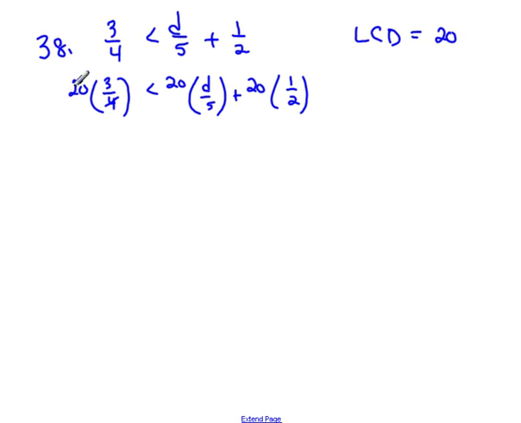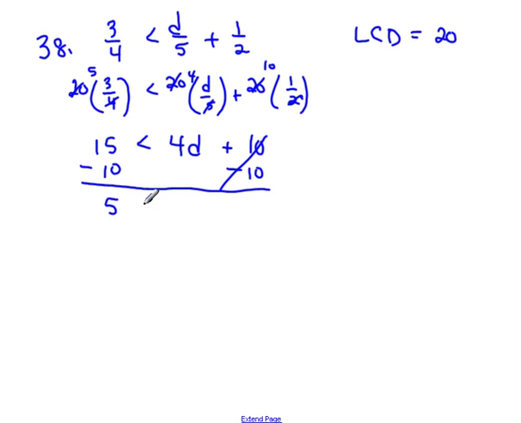Okay, here the 4 goes into 20 5 times. 5 times 3 is 15. Bring down the less than. 5 into 20 goes 4 times. 4 times d is 4d. Bring down the plus sign. 2 into 20 goes 10 times. 10 times 1 is 10. Right now we're trying to solve for d, so I want to subtract the 10.